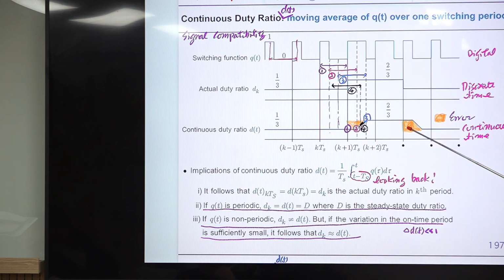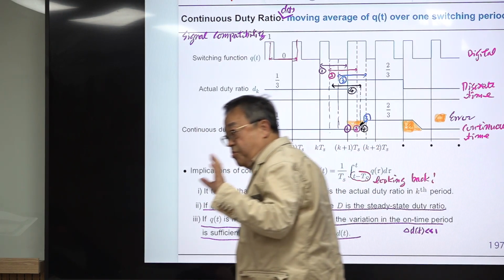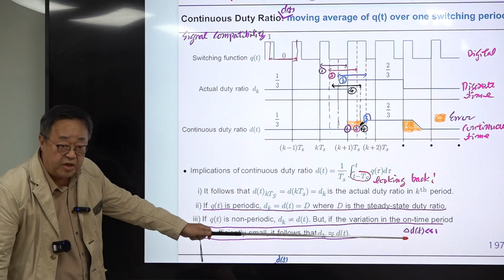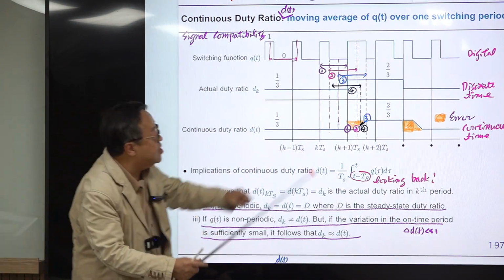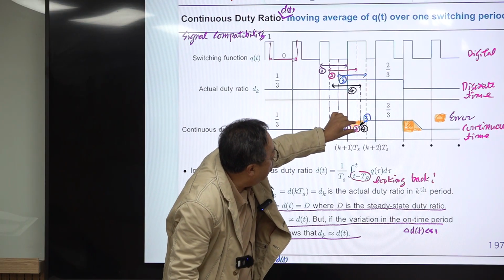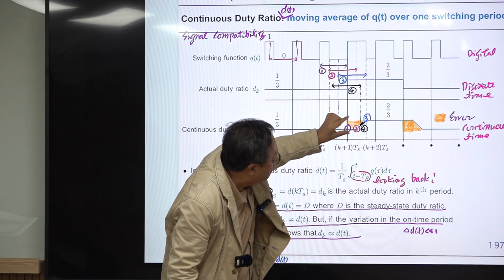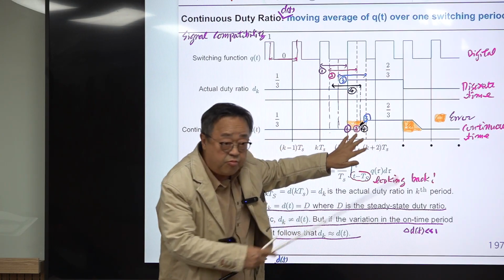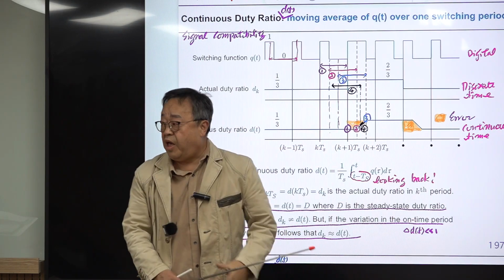If dk is different from dt, like in this area, there will be some error, which is shaded in brown here. But the error will be small if the variation of the duty ratio is very small. Then the height of the ramp will be much lower than this, and the error will be reduced. So that is ideal.